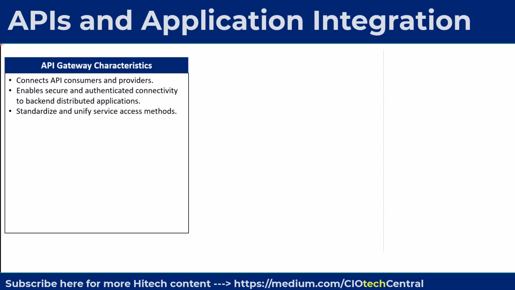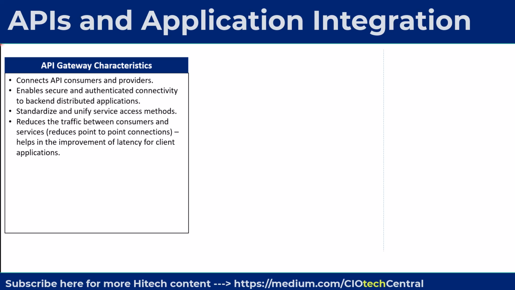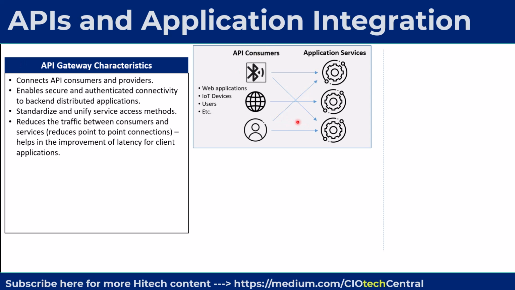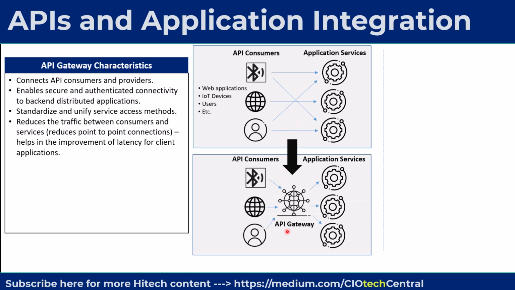An API gateway helps in standardizing and unifying service access methods. With numerous types of application services in the background trying to access backend services using different methods, an API gateway can provide a standardized method to access the backend services. Also, as we described earlier, not having such a gateway can result in numerous connections between API consumers and backend services, as we can see here. An API gateway can help reduce the traffic between consumers and services because it can reduce the point-to-point connections between consumers and backend services. The reduction in traffic between consumers and services helps in the improvement of latency for client applications and thus the overall performance of the applications.